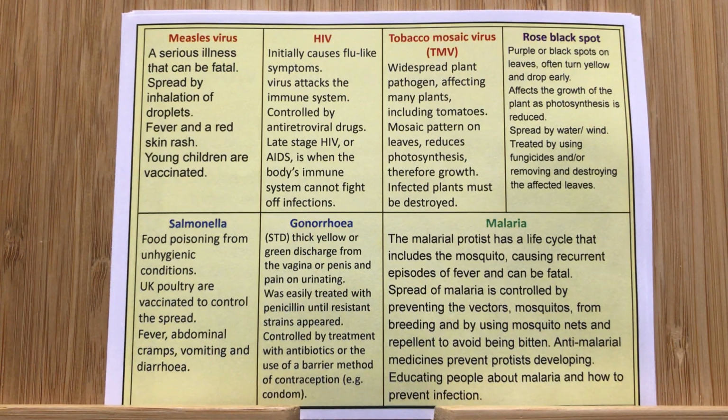We called that the vector. We get recurring episodes of fever, and it can be fatal. It's controlled by preventing the spread of the vectors, the mosquitoes, not allowing them to breed by destroying their breeding grounds, using nets and repellent. Anti-malarial medicines can be taken, and educating people about malaria and how to prevent the infection.